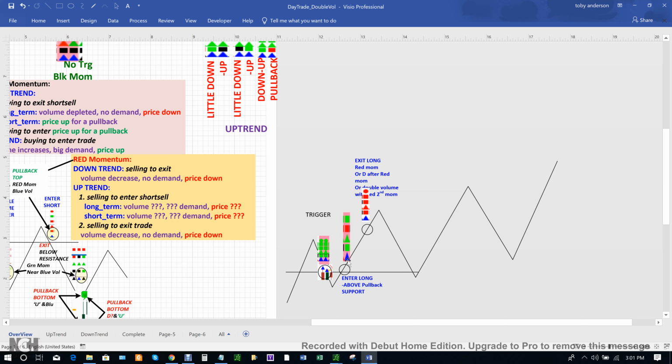So what you're looking for to enter the trade in this one is a single blue with a green, right? And then you exit on a single blue volume with a red momentum. All right, so let's go look at an example.